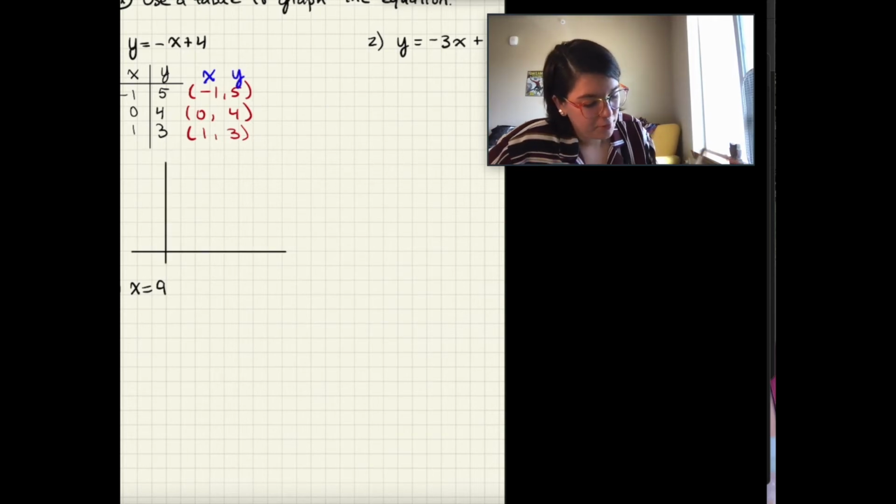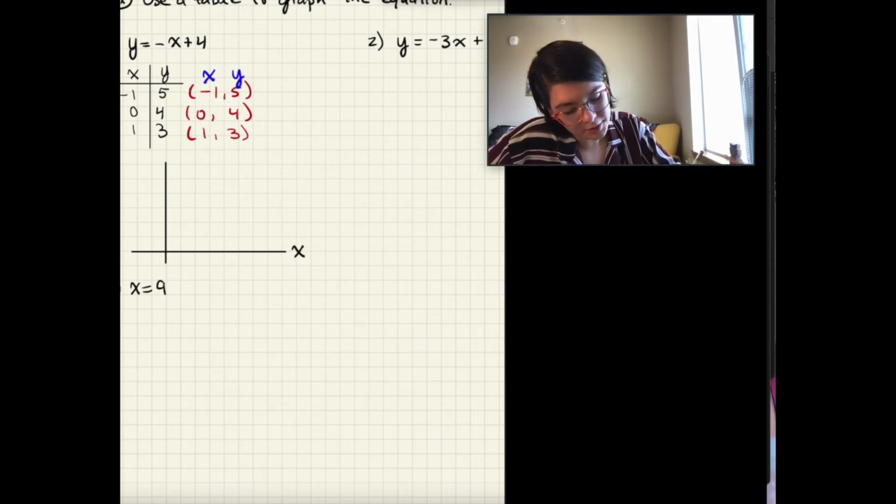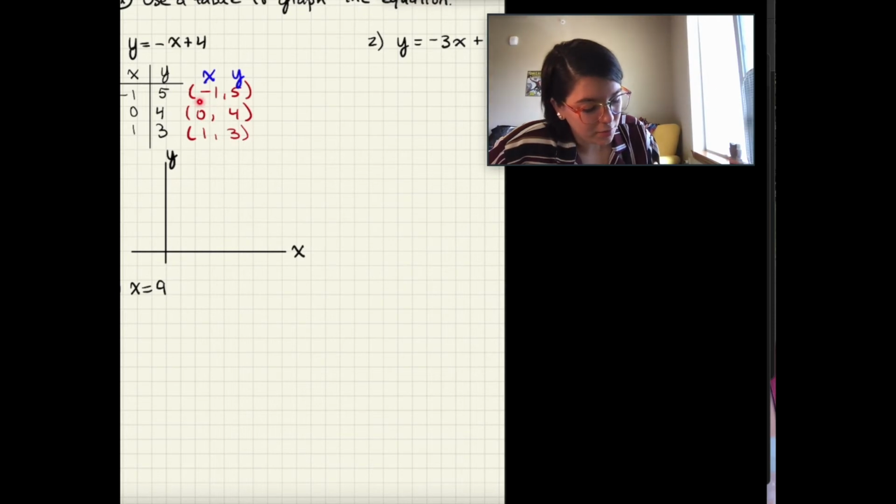Now, when we're graphing, we need to remember that our horizontal line is our x-axis, and our vertical line is our y-axis. So if we wanted to graph the point -1, 5, well, we know our x-coordinate is -1, so we start at the origin, we go left 1. Now, from this point, we want to go up 5. 1, 2, 3, 4, 5. So this is where our coordinate is going to be.